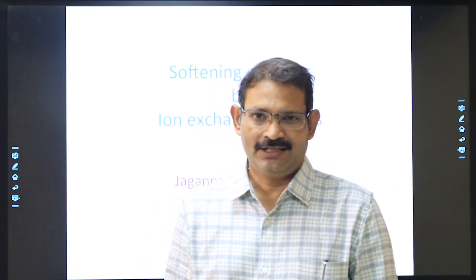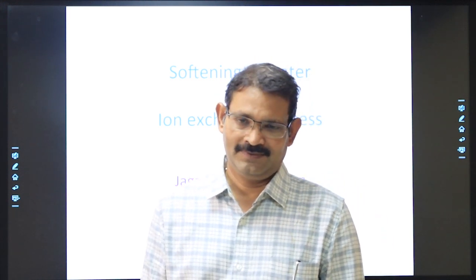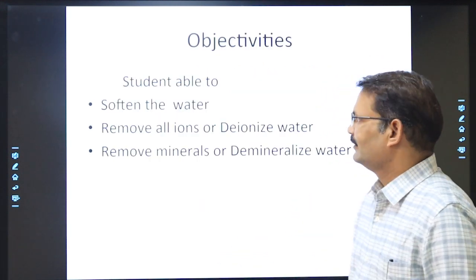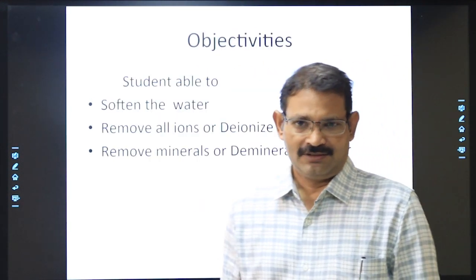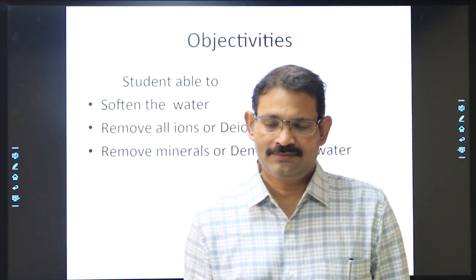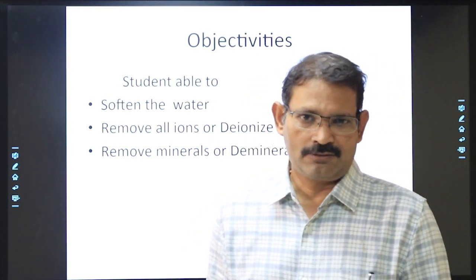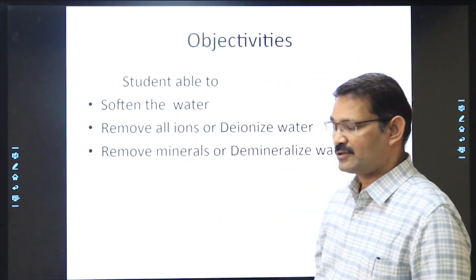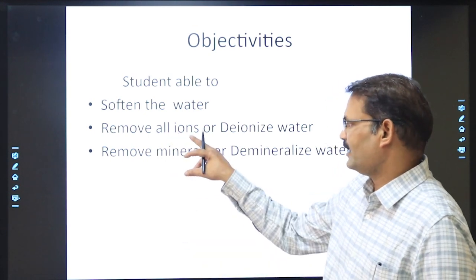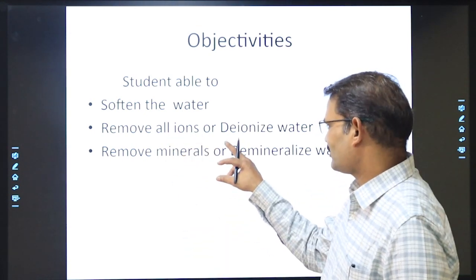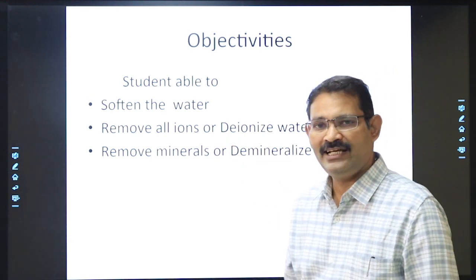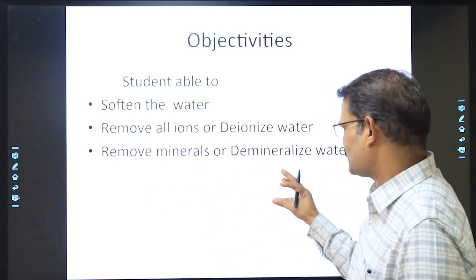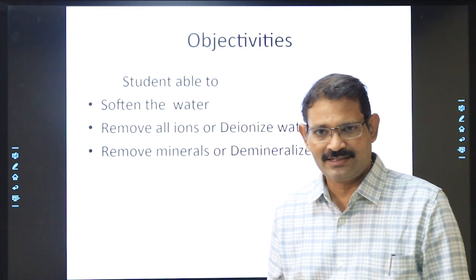Today we are going to learn about how to soften the water by the ion exchange process. Before going to learn about the softening of water, what are the objectives of this particular lecture? We are going to learn how to soften the water, and how to remove all the ions which are present in the water. This process we can also call deionization of water. How to remove minerals from water, this process is also called demineralization of water.